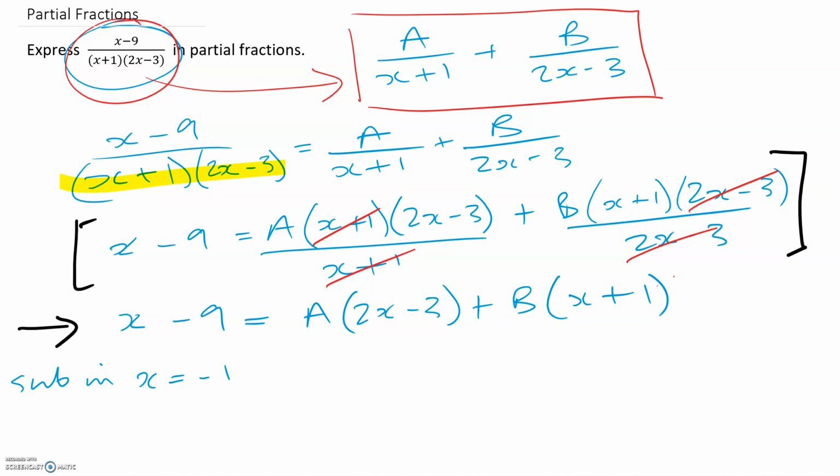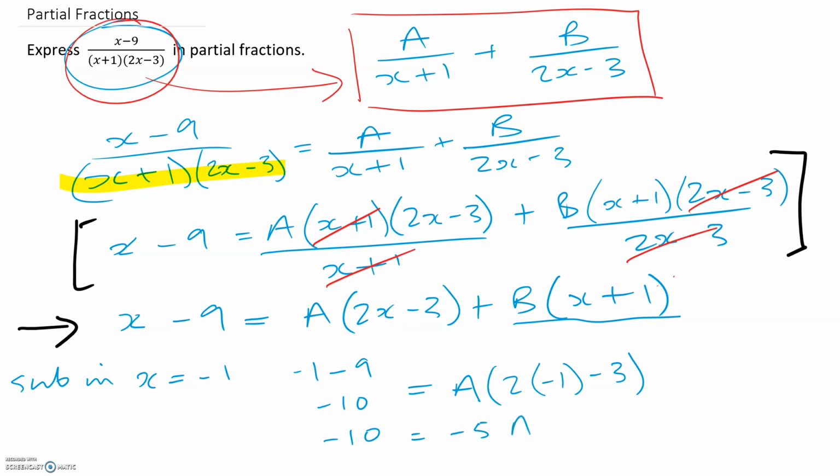So on the left hand side, when we put minus 1 in, we'll have minus 1 minus 9, which is obviously going to give us minus 10. So we'll have minus 10 equals a times by 2 times minus 1 minus 3. And then remember that this equals 0 when x is minus 1. So we've got minus 10 equals minus 5a. So then you can see that a is plus 2.